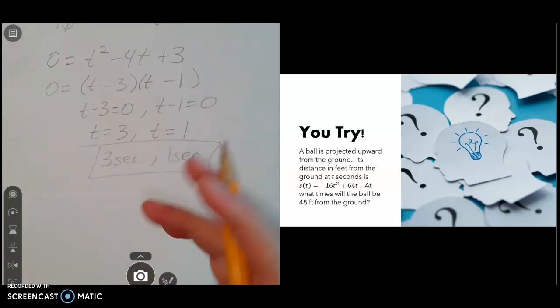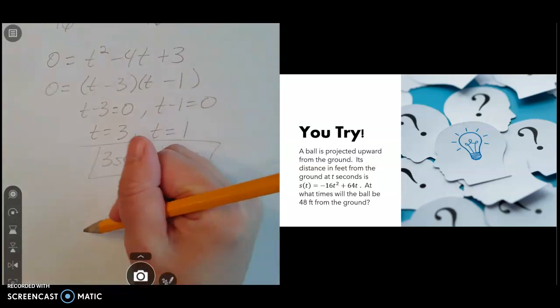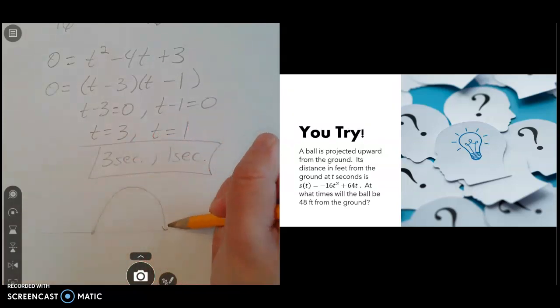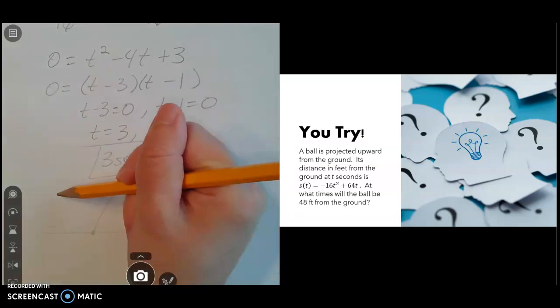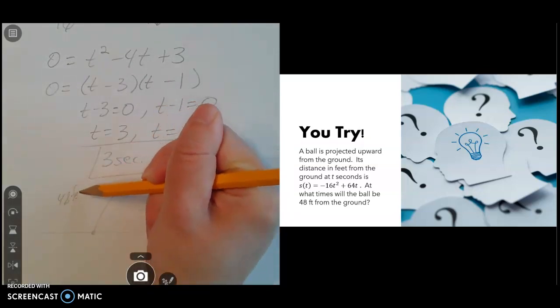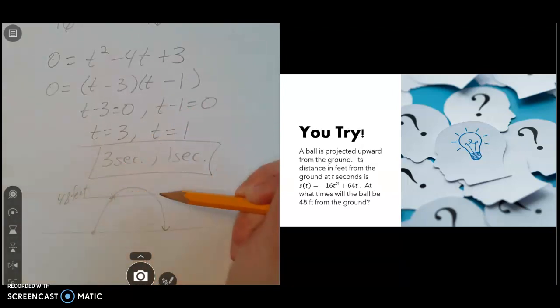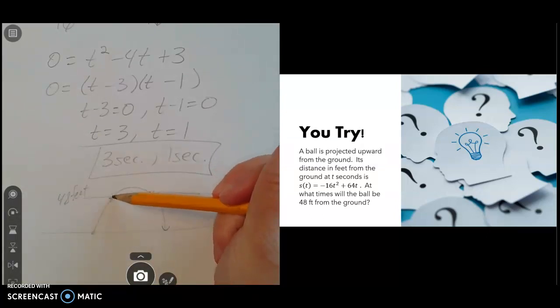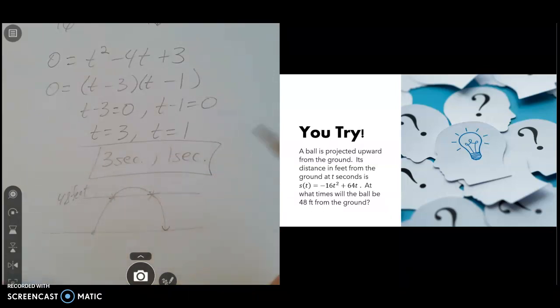And if it helps your brain, you might wonder, why does it do this? Basically, here's the ground. You have something that's launched from the ground, and it's going to go up, and then it's going to come back down again. And so it's asking, when's it going to be 48 feet? And so there are two different times where it's 48 feet. It hits that height on the way up, and it hits that height again on its way back down. Okay, if it helps your brain a little bit to visualize that.